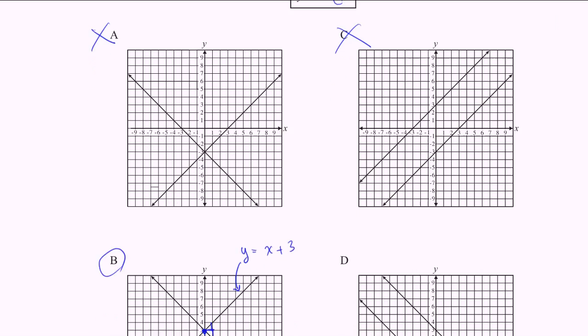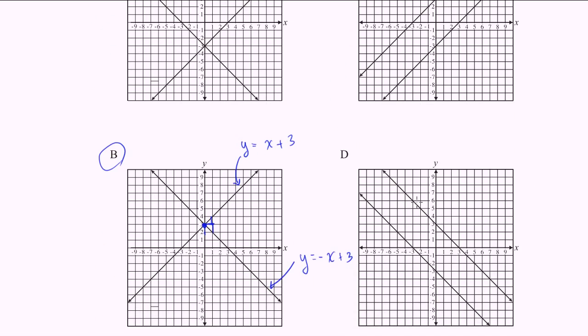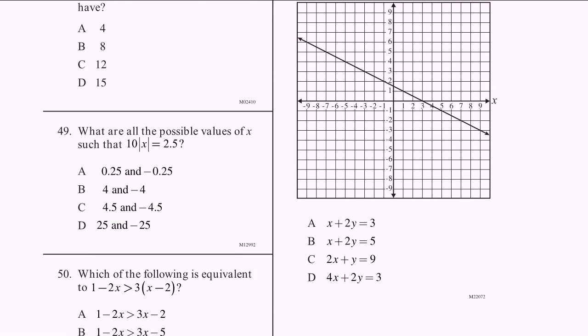Our answer is B. And in D, both of these have the same slope, so clearly it doesn't apply to the two equations up there. And they also have two different y-intercepts, so it's definitely not choice D.